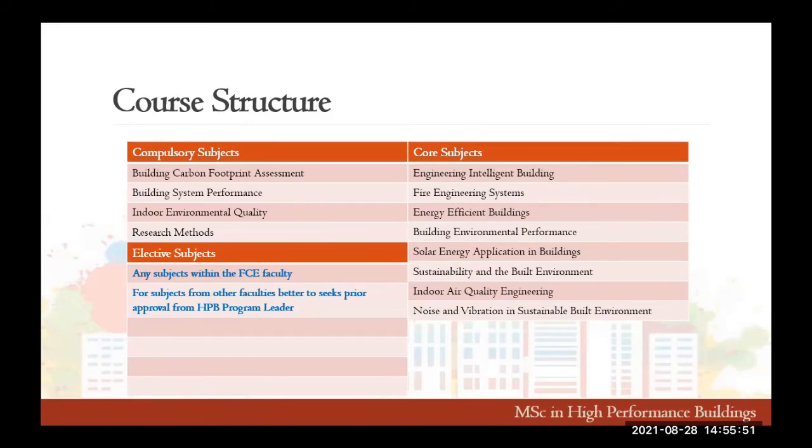4-3-3 structure. Compulsory subjects, no choice. This is your core strength. We will study building carbon footprint, building system performance, indoor environmental quality, and research methods. This semester, you already signed up for these. Mandatory, no choice. And then we have a list of subjects for you to choose from, usually 3 from this list, so you can register for whatever you want, free.